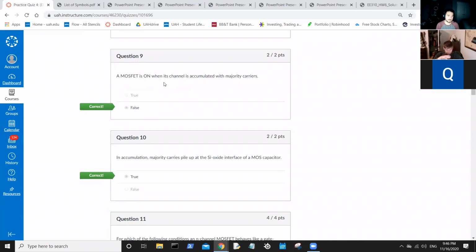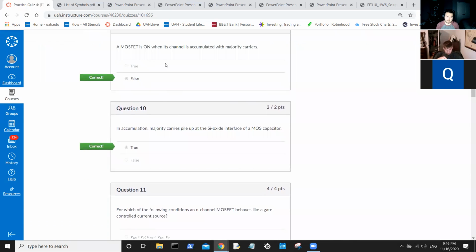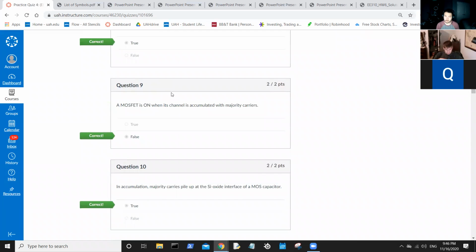Question 9, a MOSFET is on when its channel is accumulated with majority carriers. False. We know accumulation condition prevents current flow, therefore it's not on. So because this question is true and the question earlier about depletion is true, that means that there are at least 2 separate conditions that can produce a MOSFET in the off state.